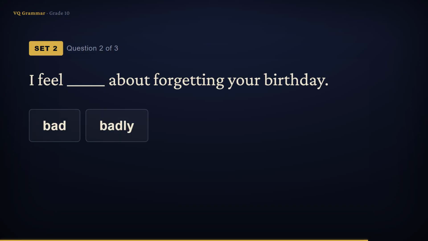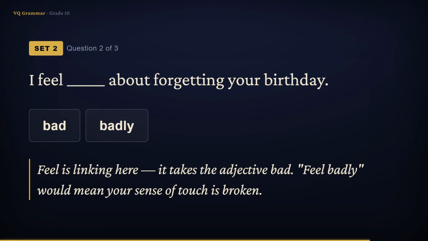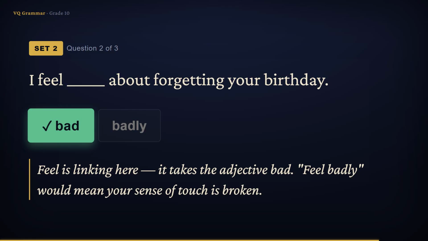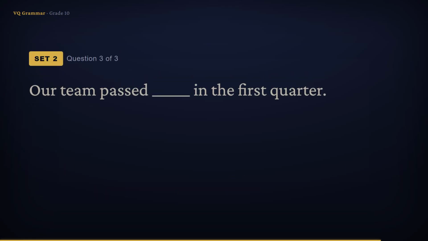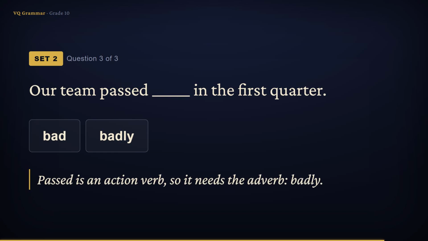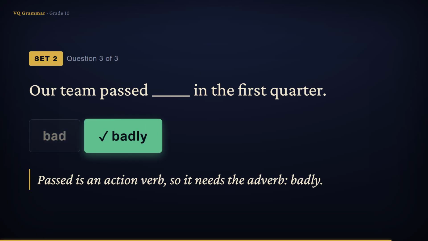I feel blank about forgetting your birthday. This is the famous trap. Feel is a linking verb here because we are describing a person's emotions, not an action of touching. So it takes the adjective. I feel bad about forgetting your birthday. Our team passed blank in the first quarter. Find the verb, passed. That is a real action. Players throwing the ball. An action verb needs an adverb, and the adverb is badly. Our team passed badly in the first quarter.